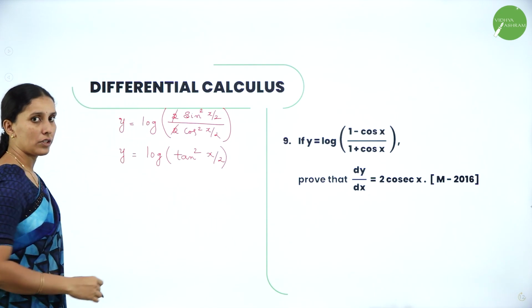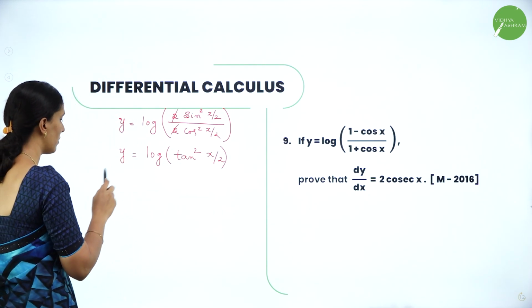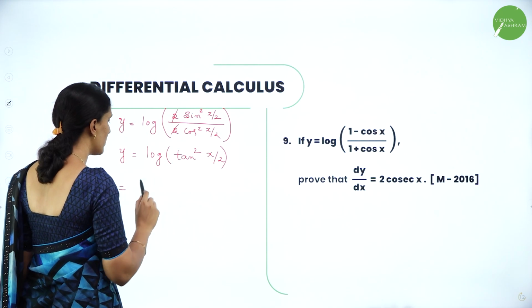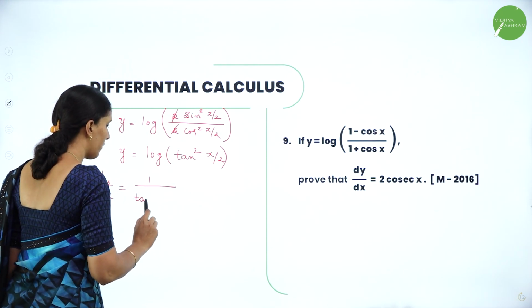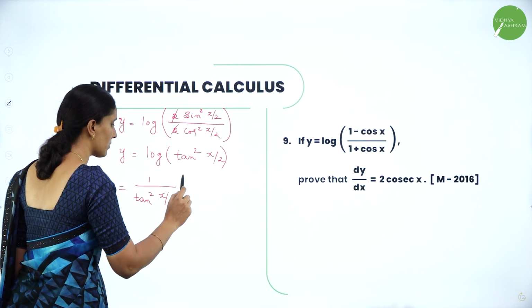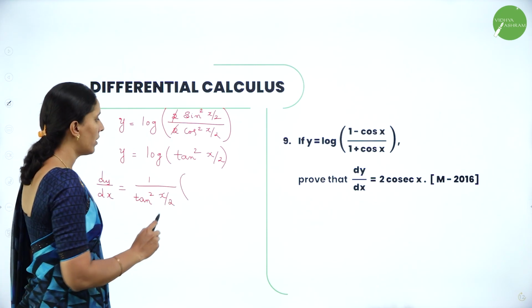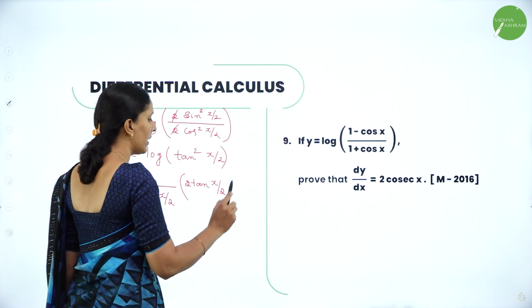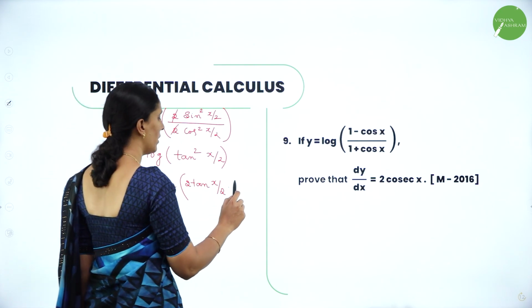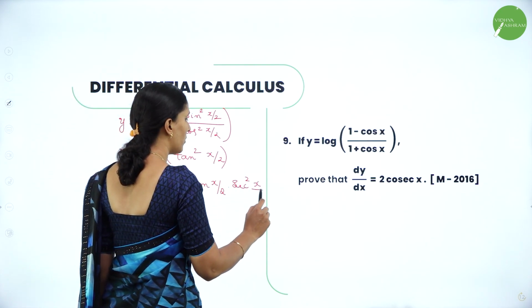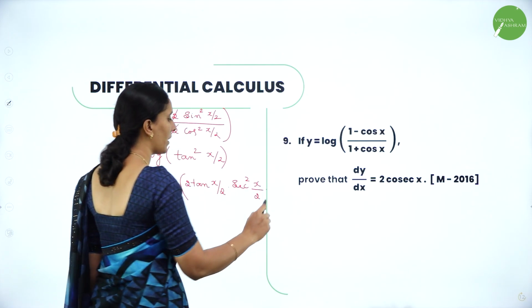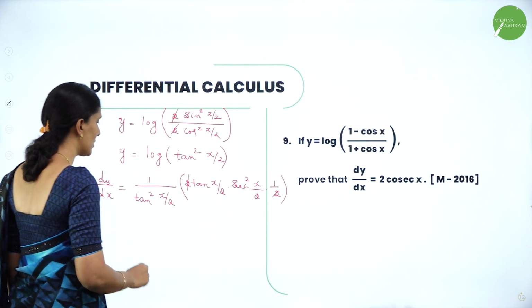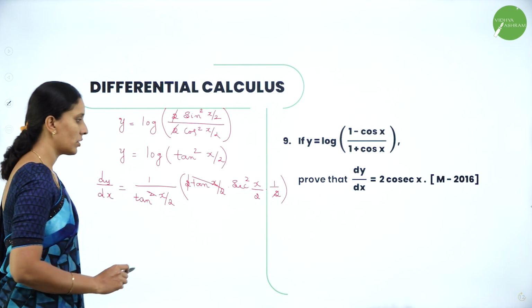Now we have a series of functions here. So let us apply the chain rule here. Now dy by dx: the derivative of log of any function is written in the form of 1 divided by the function. So here we will take 1 divided by tan square x by 2. Now what is the derivative of tan square x by 2? That is 2 tan x by 2. Again let us differentiate tan x by 2. It is secant square x by 2. Again let us differentiate x by 2. It is 1 by 2. So now here 2 gets cancelled. One tan function gets cancelled.